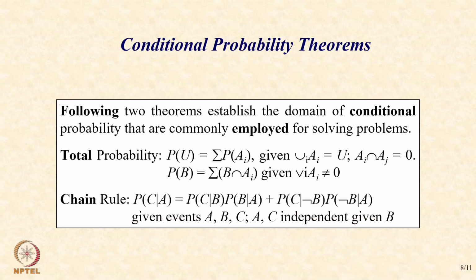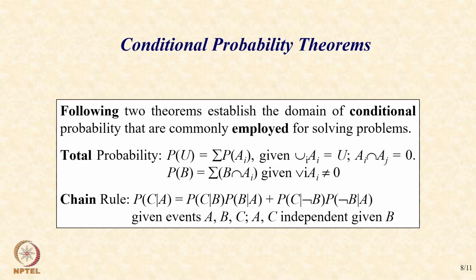There is also what we call a chain rule, which says that the conditional probability of C in the presence of event A can be written as the conditional probability of C in the light of event B multiplied by the conditional probability of B in the light of event A, plus their negations, that is, the probability of C in the light of not B and the probability of not B in the light of event A.